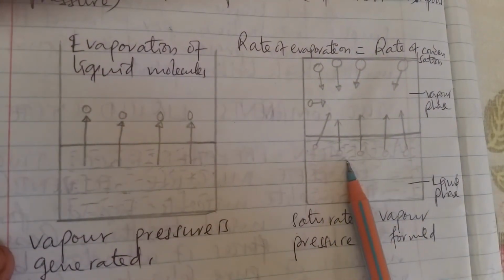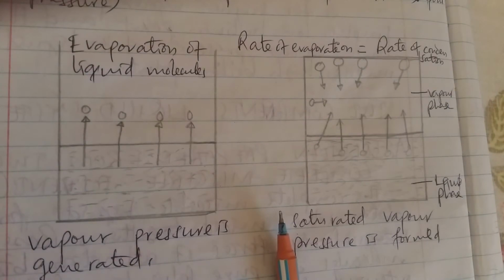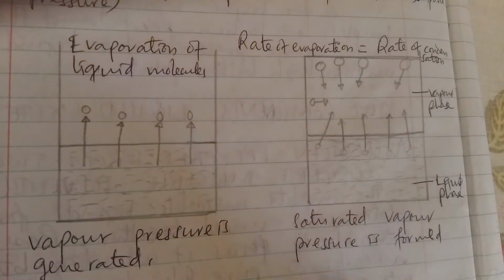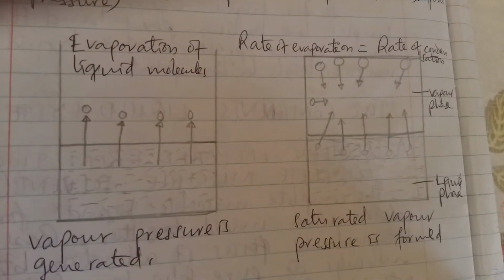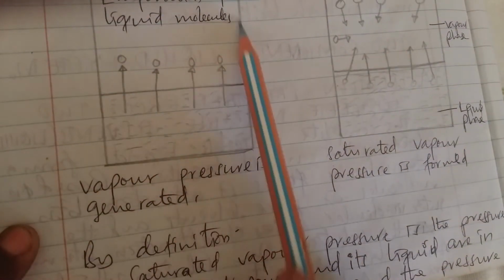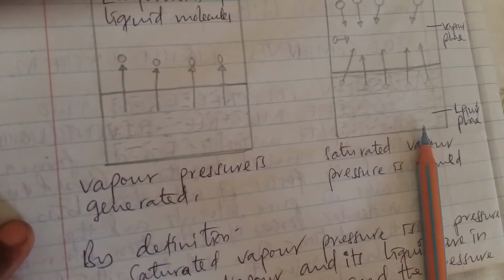When the rate of evaporation is equal to the rate of condensation, that means the vapor pressure will remain constant. It will not increase, will not decrease, and we call it the saturated vapor pressure. So here is just the vapor pressure generated. The container is open, but here the vapor pressure it is closed.